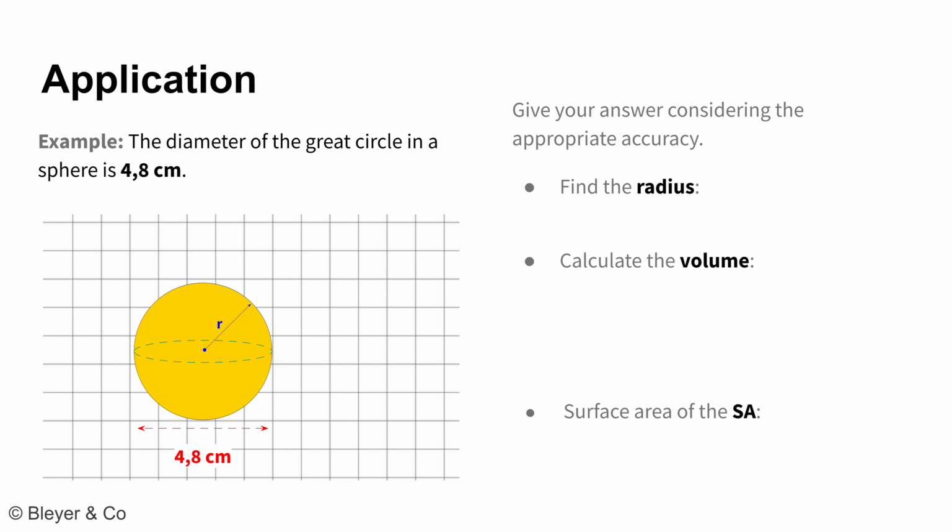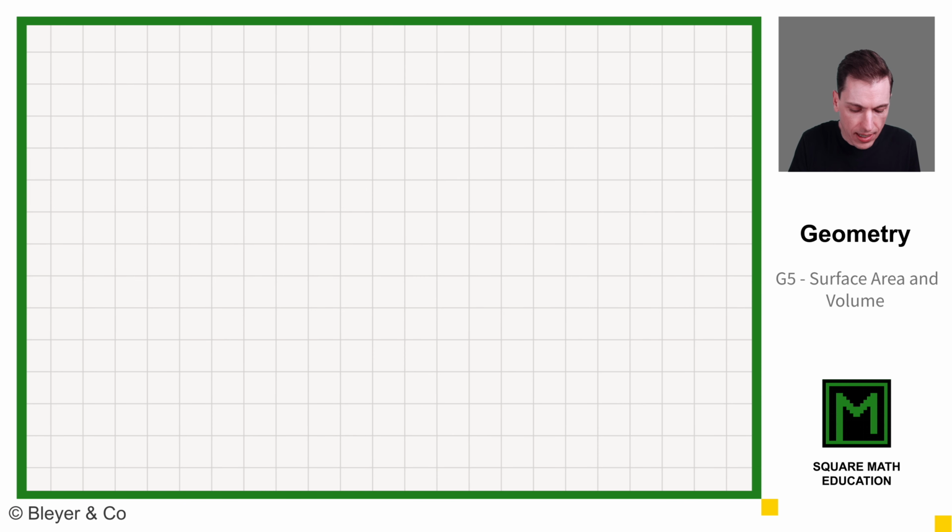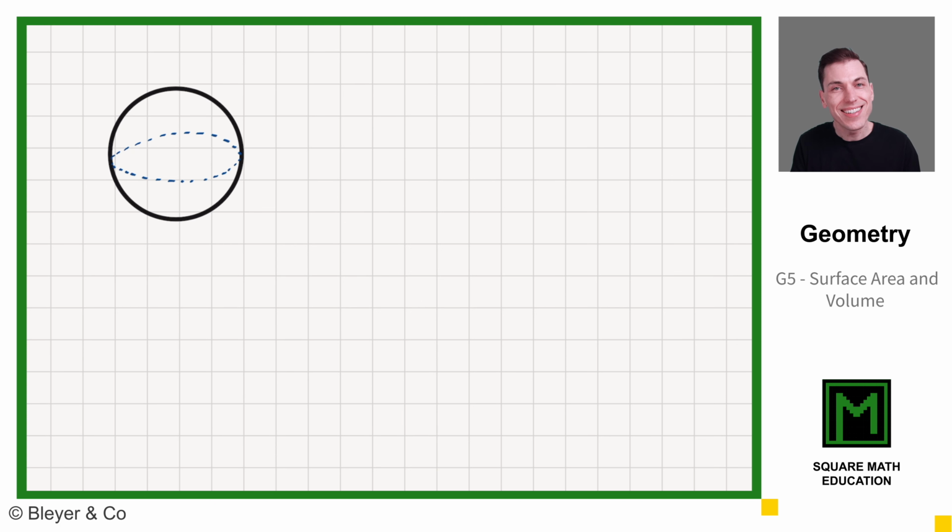The diameter of the great circle in a sphere, or the diameter of the sphere, is 4.8 centimeter. Let's calculate the volume and the surface area for this solid. Let's start by sketching the sphere. The greatest circle would be the largest circle that we can fit inside.